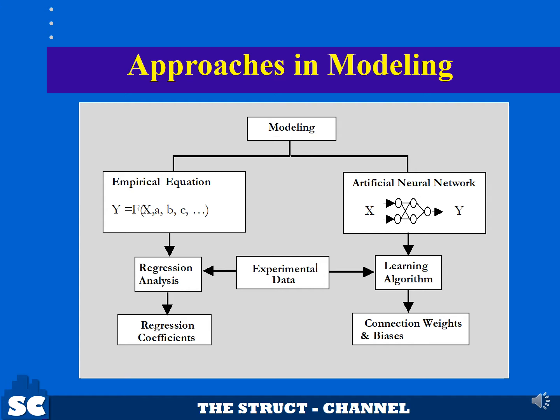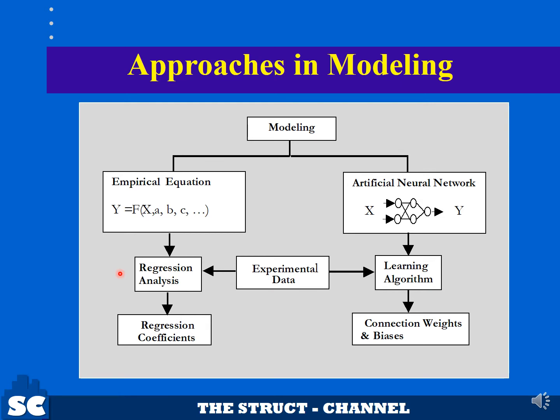Various approaches have been adopted in modeling. The traditional approach in modeling starts with an assumed form of an empirical or analytical equation, and then developed by regression analysis using experimental data to determine unknown coefficients such that the equation will fit the data. The main problem with this approach is that it is difficult to determine the form and the number of coefficients of the equation, which will best describe the physical process.